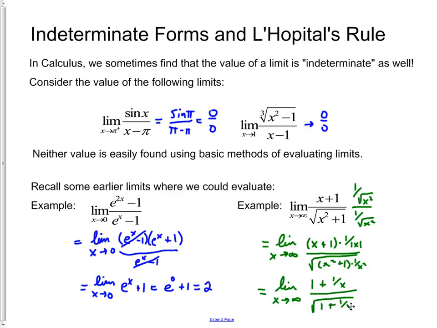We'll note that with those 1 over x and 1 over x squared terms, we get 0. So we're going to get 1 plus 0 over the square root of 1 plus 0. Well, this limit is going to 1. All right, well, this was what we have been doing so far. So what is L'Hopital's rule? Next video will tell.